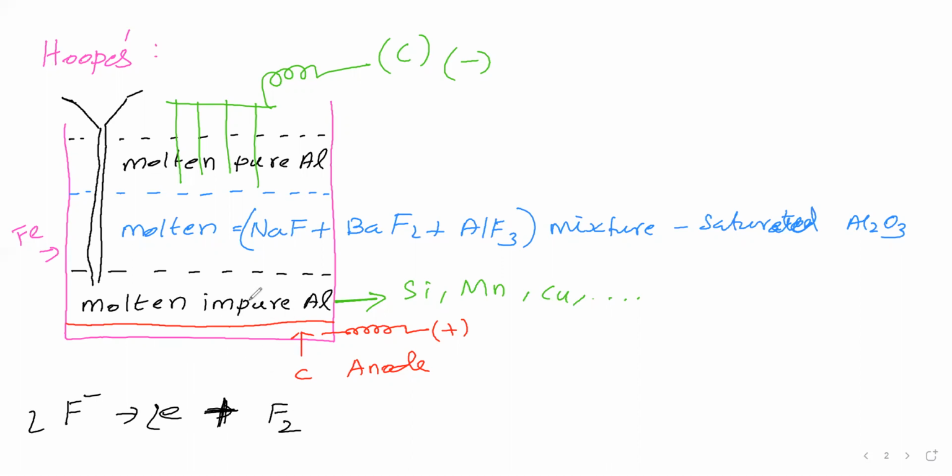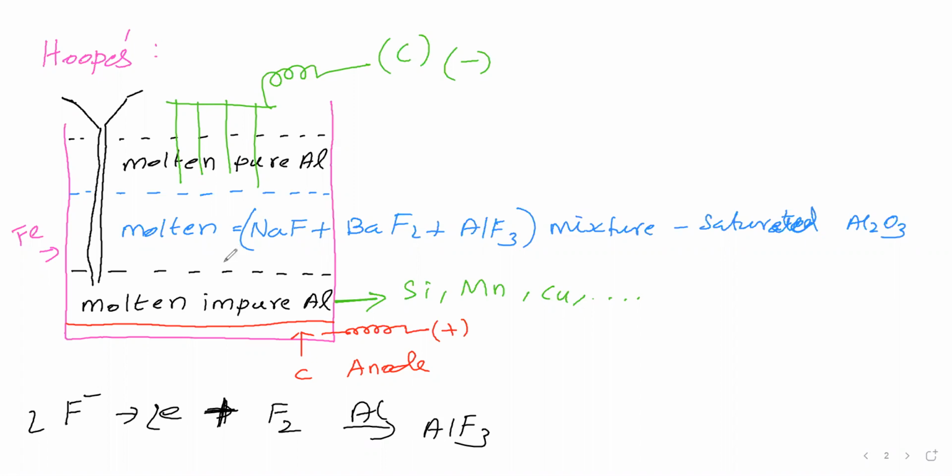This fluorine is reacting mainly with the aluminum. This fluorine reacts with the molten aluminum and makes AlF3. AlF3 density is coinciding with the middle layer, not with the others. Therefore this AlF3 goes to the middle layer.